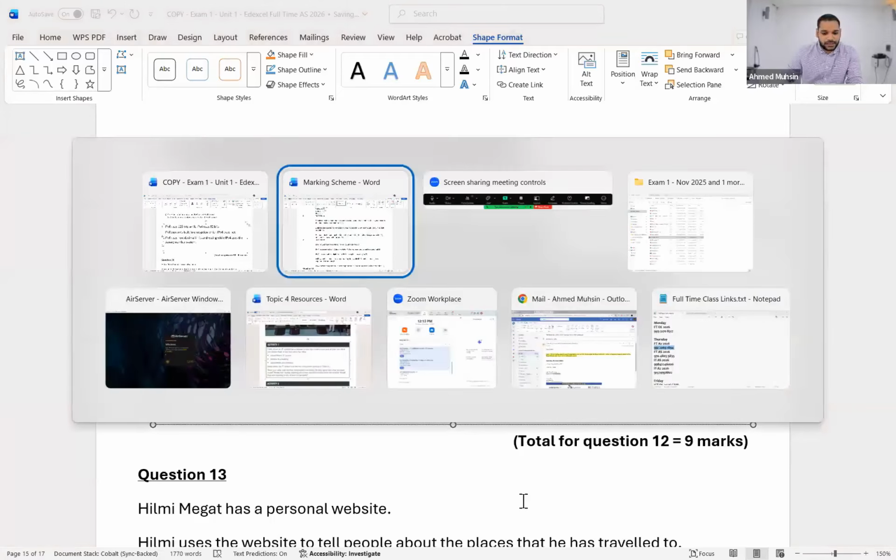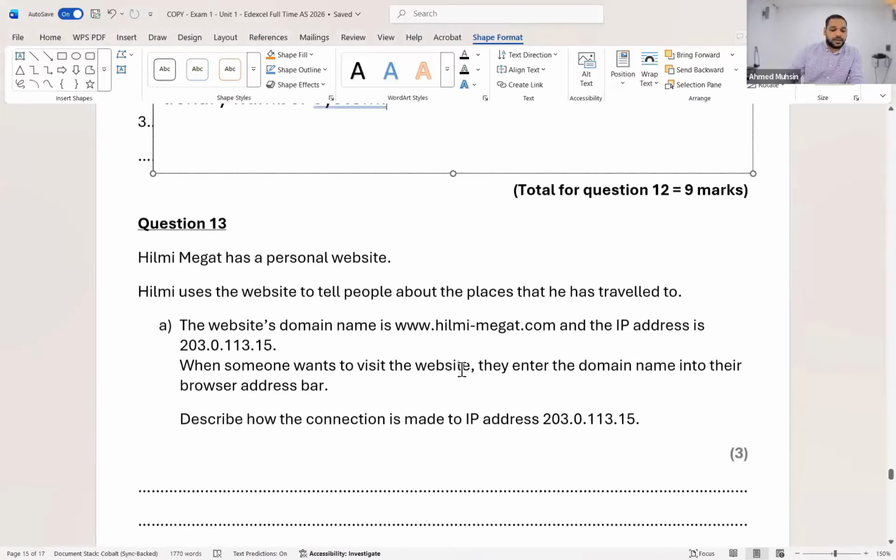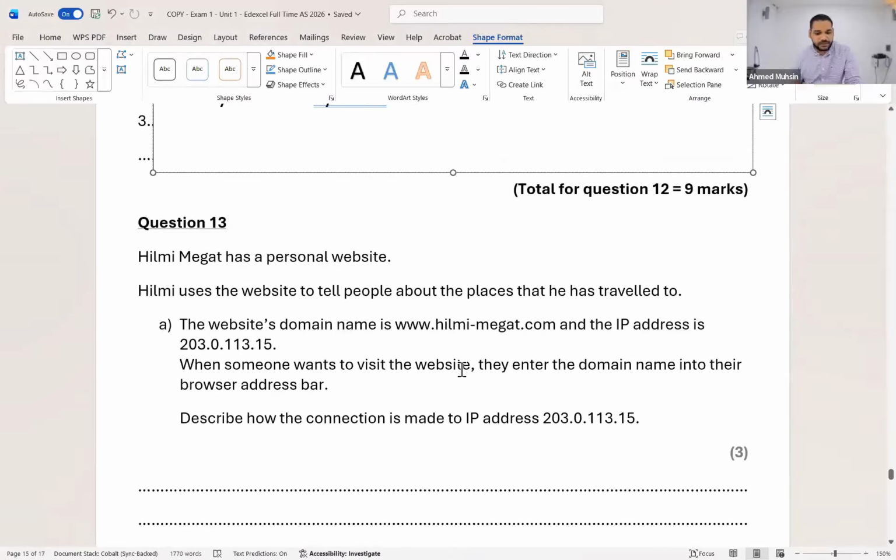Let me just show you answers you all didn't think of. IP version 4 has 4 sets of digits, while IP version 6 has 8 sets of digits. IP version 4 is separated by dots or periods, and IP version 6 is separated by colons. Right, superb. Then, guys, the website's domain name is www.hilmimega.com and the IP address is so and so. When someone wants to visit the website, they enter the domain name into their browser address bar. Describe how the connection is made to IP address so and so.